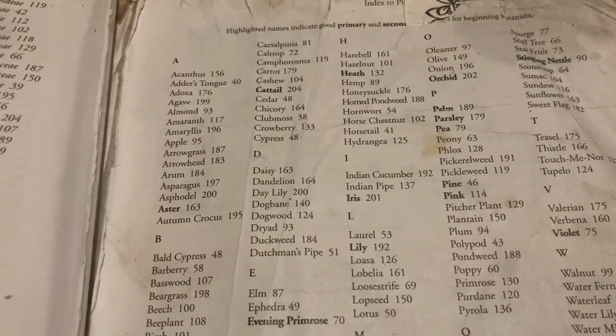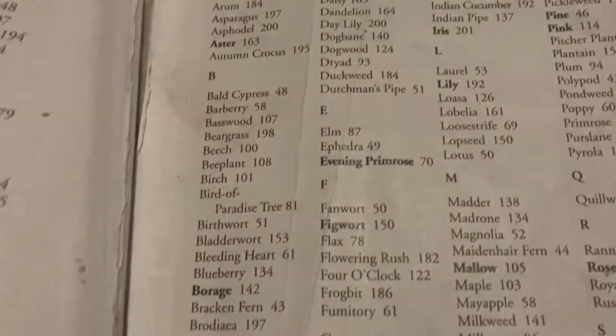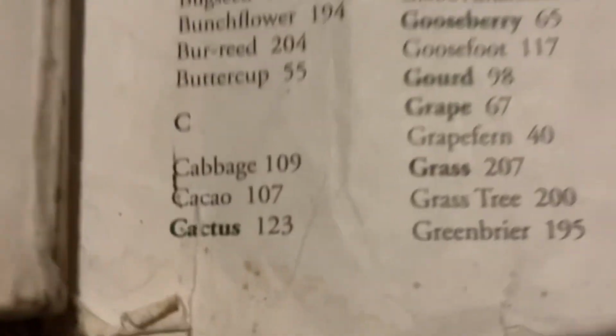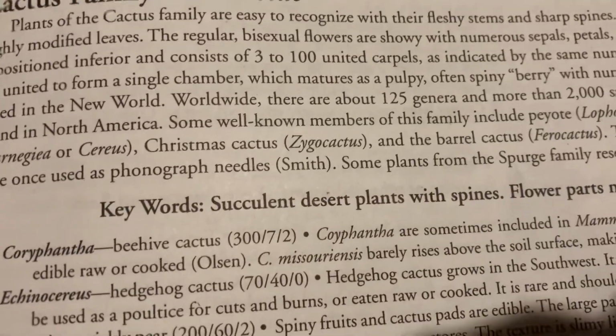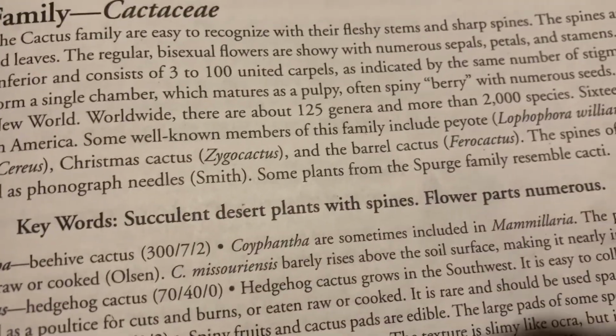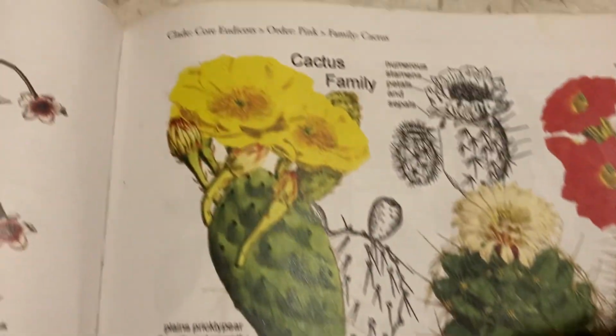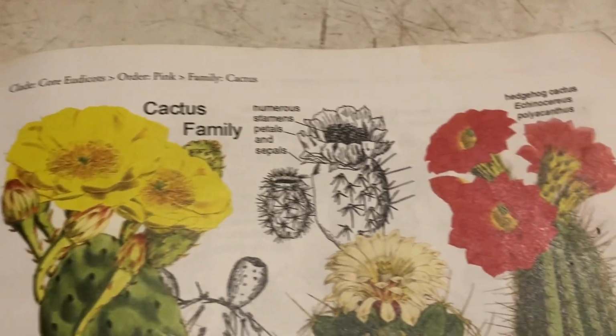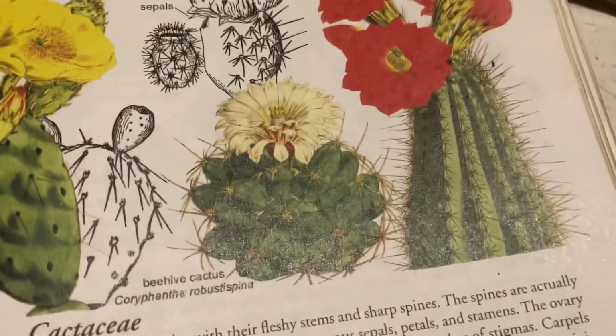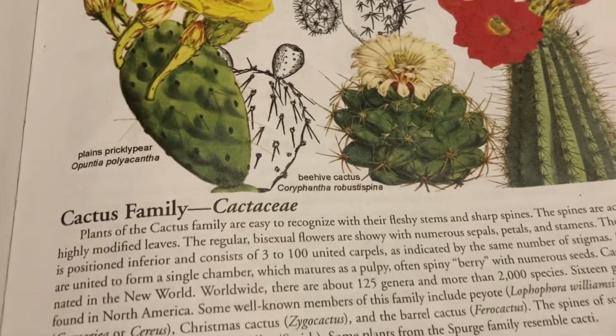Well, there are lots of different types of cactus, but what are the common characteristics of any cactus plant? So let's see here. Autumn crocus, bee plant, bird of paradise. C, cactus, page 123. So we go back to page 123, cactus family. And it says the key words are that it is a succulent desert plant with spines, and the flower parts are numerous. So when it goes to flower, the flower parts are numerous. Numerous petals, numerous stamens, maybe numerous sepals, but they're spiny, succulent desert plants. That's what a cactus is.